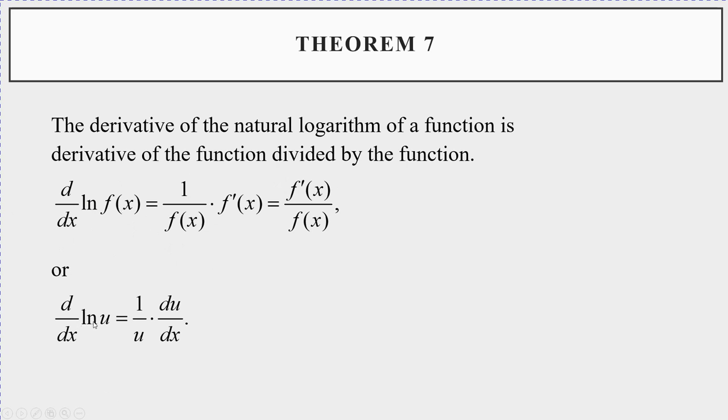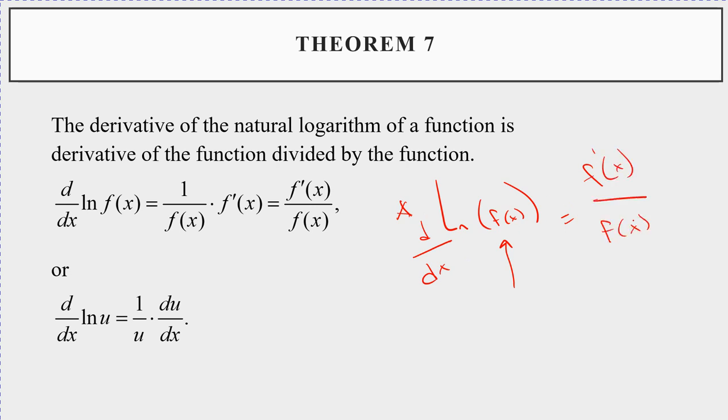Or if you can see it using the u, the derivative of the natural log of u is equal to 1 over u times du dx. So I'll just use this notation. If you have the natural log of some function, f of x, something other than x embedded in here, and I take the derivative with respect to x, this is just the derivative of whatever this inside function is divided by whatever the function is.